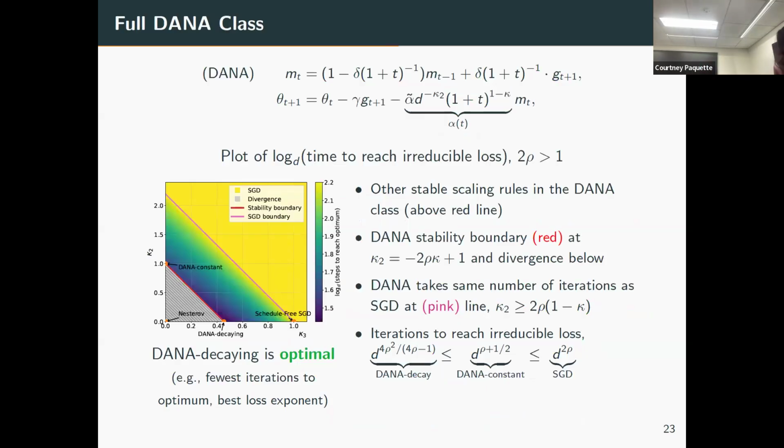So this is what I was saying, you can now map, you have D to a power and 1 minus kappa, the effect of kappa and D. Sorry, this is kappa 2 to your power on D. And you can see the data and plot what is the best rate. And you can plot that Dana decay actually gives you the best one over all of these. As you make different kappa pairs, you get worse. Dana constant is here. Schedule free is here. It's on the edge between just being SGD, and in fact basically is.